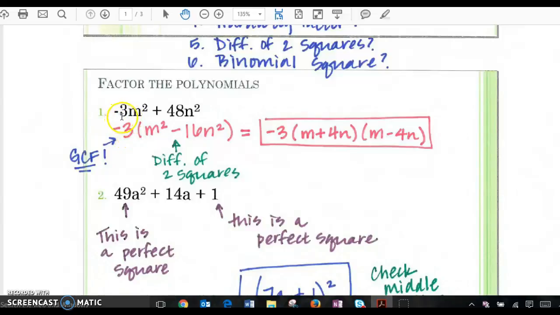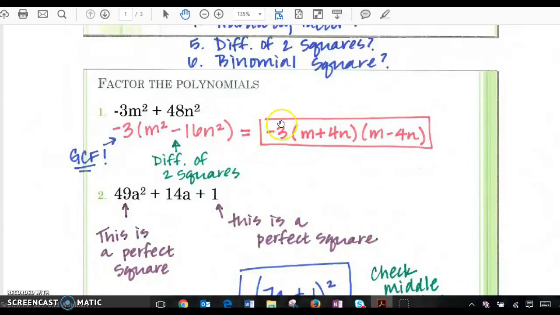The leading coefficient is negative. Both of these factors share a 3, so I take out a -3, and I'm left with m squared minus 16n squared. This is a difference of two squares. It's one perfect square minus another one. The square root of m squared is m. The square root of 16n squared is 4n. So I need an m plus 4n and an m minus 4n in order for the middle terms to cancel out. So this is your complete factored answer.